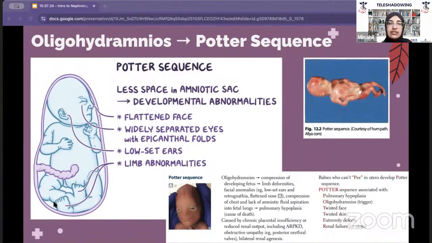Most affected fetuses are either stillborn or they die shortly after birth due to respiratory failure from the underdeveloped lungs. So, Potter sequence is basically a term to describe the set of physical abnormalities that result from severe oligohydramnios. Because without enough amniotic fluid, the fetus can't float in the womb, and this compression leads to specific recognizable features like lung hypoplasia, the flat nose, a recessed chin, low set ears, club feet, and also other limb deformities.